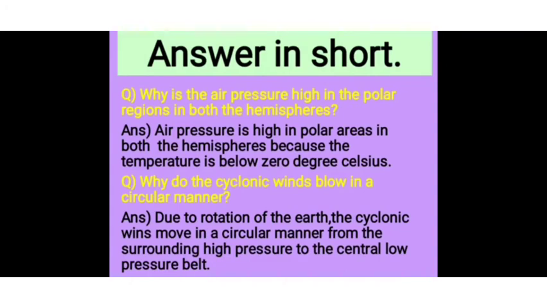Question: why do the cyclonic winds blow in a circular manner? Answer: due to rotation of the earth, the cyclonic winds move in a circular manner from the surrounding high pressure to the central low pressure belt.